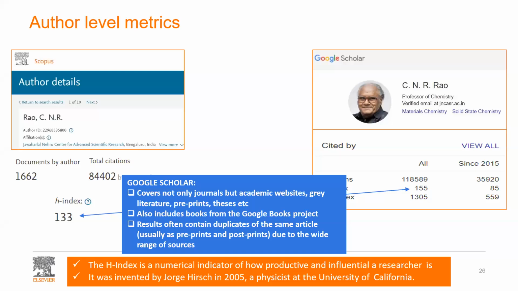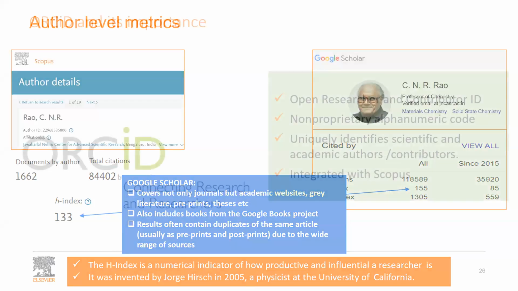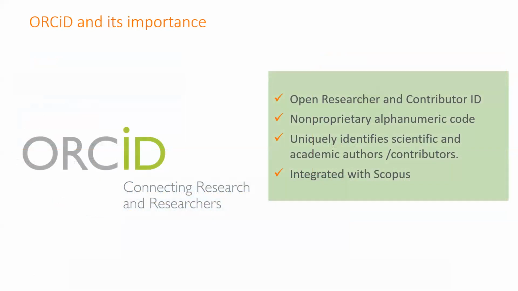So whenever you consider any author, it is always good to consider the H-index, or do the analysis of H-index also for the author. Now, one very important component for author profile is ORCID. So I'm assuming that most of you are students. So it's very important that you have your ORCID done.